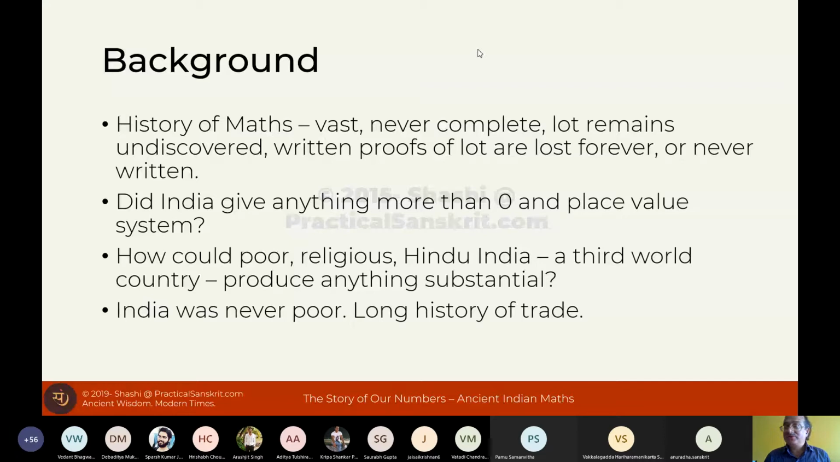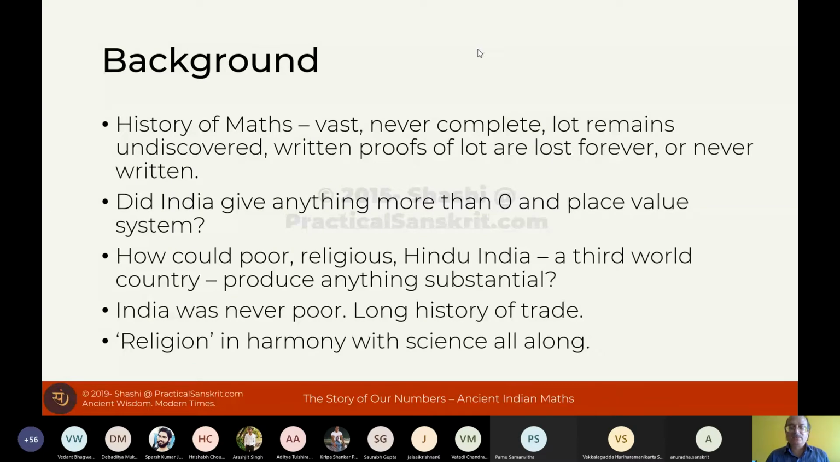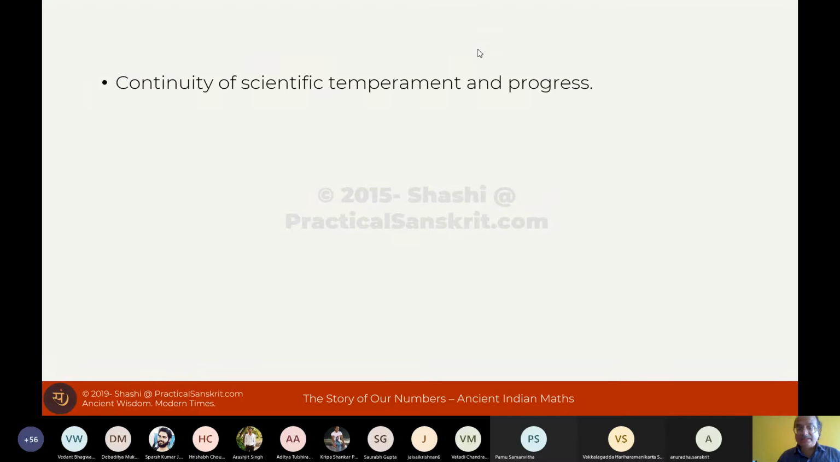It has a long history of trade, and the reason America was discovered was that people were trying to look for India. You don't go around looking for poor countries. You go and look for the rich countries, right? Like everybody wants to go to the US today, everybody wanted to come to India at that time. And the so-called religion, the faith of the people, was in harmony with the science all along. So it is very possible to have the two supporting each other.